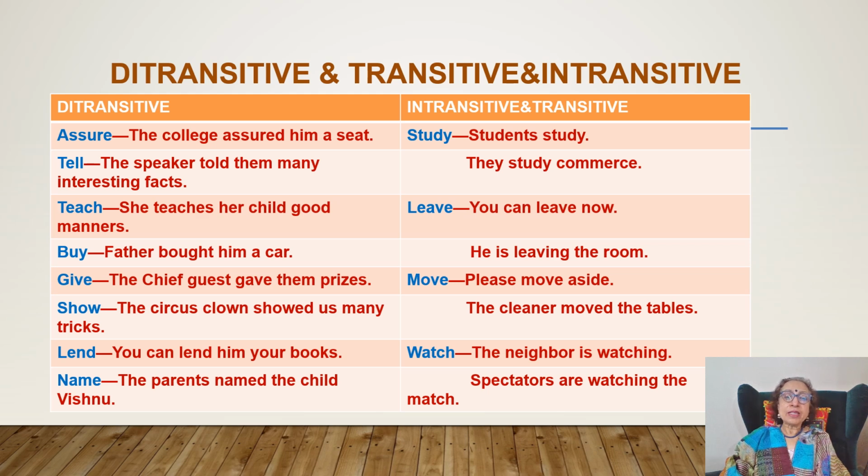Tell. The speaker told them many interesting facts. So "them" is a pronoun, the indirect object, and "facts" is the direct object. The speaker told them many interesting facts. Then you have teach. She teaches her child good manners. She teaches good manners, then her child is the other object: two objects. Father bought him a car: him and car.